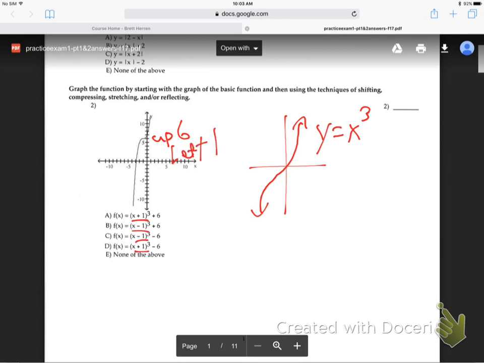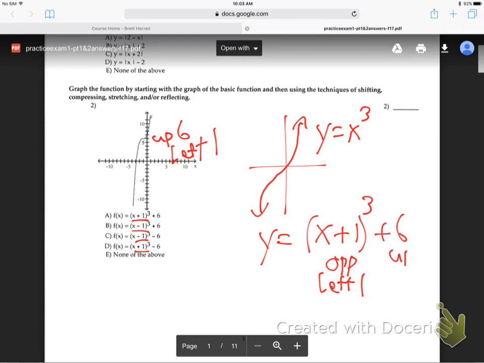What's going to make you go up 6, left 1? Well, up 6 will be... and the left 1 is minus 1, no, plus 1, huh? It does the opposite for x, right? Opposite for left 1 is plus 1, and up 6 is plus 6 for y, that's up 6. So do they have one of those?